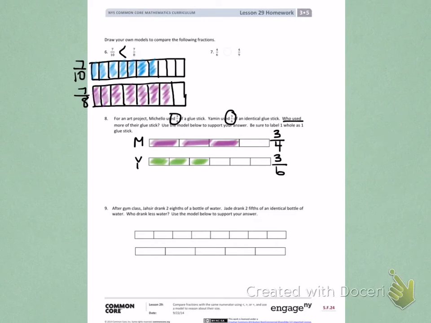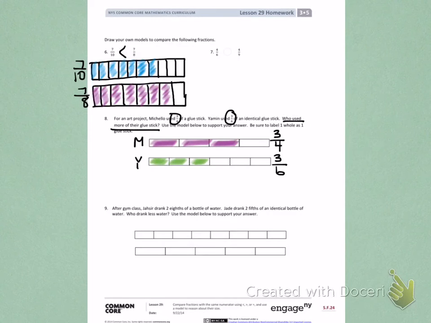My question asks who used more of their glue stick. So I want to look and see whose glue stick was used more of, or who is closer to filling up one whole. When I look at my two pictures, Michello's glue stick is almost filled up. It only needs one more section, and then it will be completely one whole glue stick used. Yamin, on the other hand, needs to use 3 more portions of his.